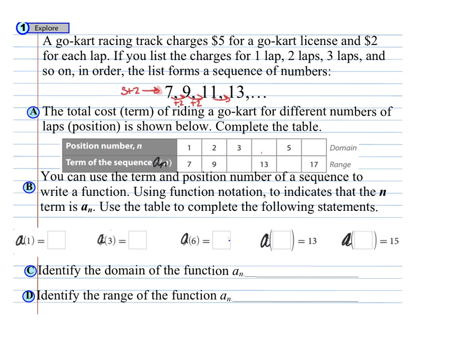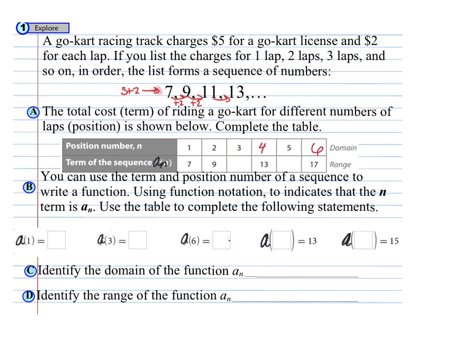On the next part, they're telling you that the total cost, aka the term, of riding a go-kart is different for different numbers of laps. So 1 lap, 2 laps, 3 laps. It's shown below. Complete the table. So 1 lap around, 2 laps around, 3. This should be 4, 5, and 6. So now we have 4 and 6.